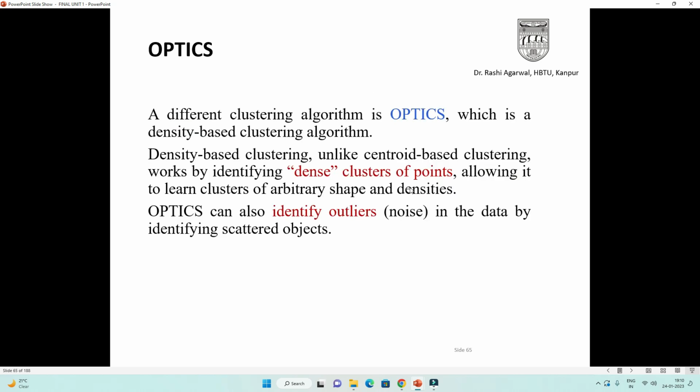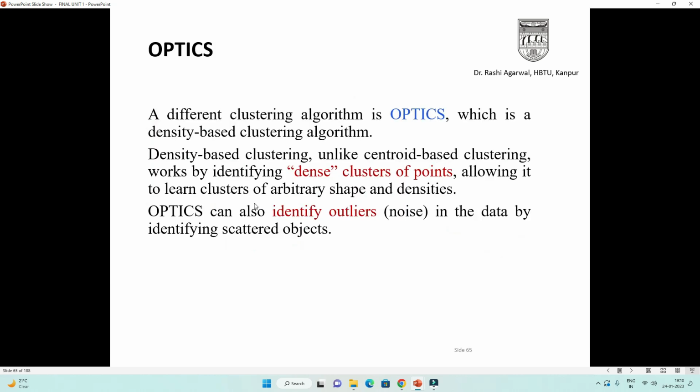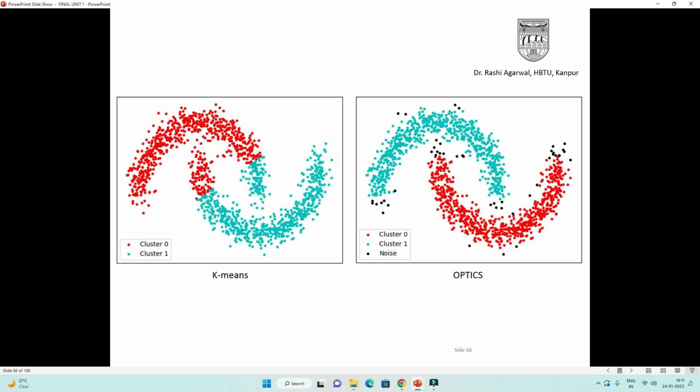Then there is another clustering algorithm called OPTICS, which is based on the density of the points. Density based clustering, unlike centroid based clustering, works by identifying the dense cluster points. So we start looking at the density of the points rather than the spherical structure of the centroids. Basically you are able to find clusters of arbitrary shape and densities here, and it also identifies outliers, which are the noise. To understand an outlier, you can take a simple example.